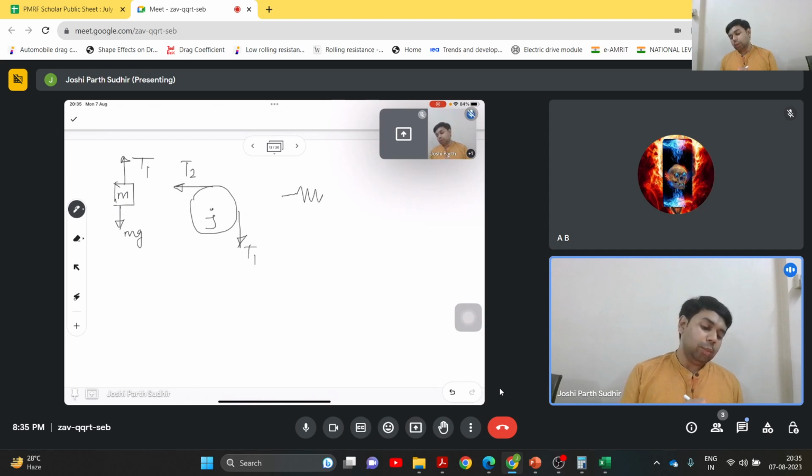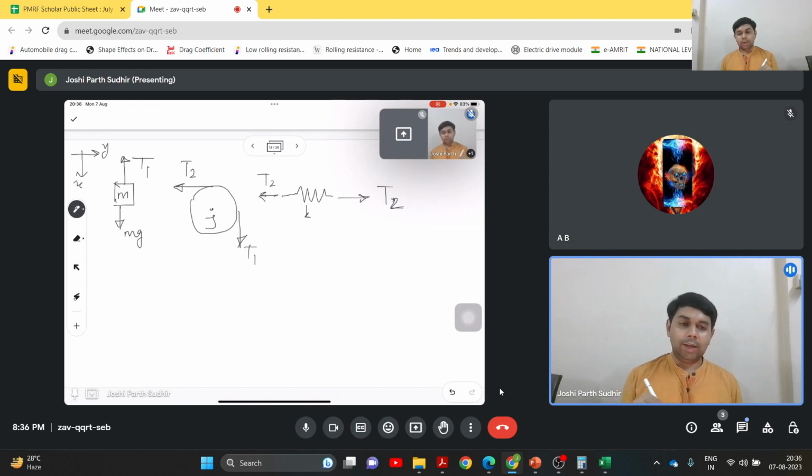And the free body diagram of the spring. Let us say the spring is massless, so the tension between the two ends will be the same, T2 itself. So now we derive the equation of motion for each of these components. We assume the coordinate system like this, x, y. Then the downward direction is positive.